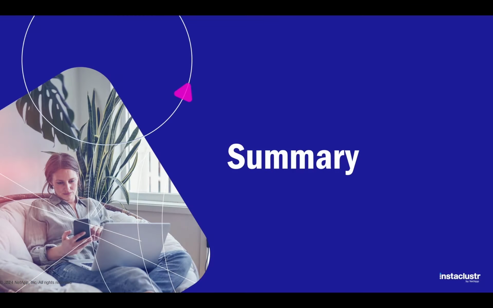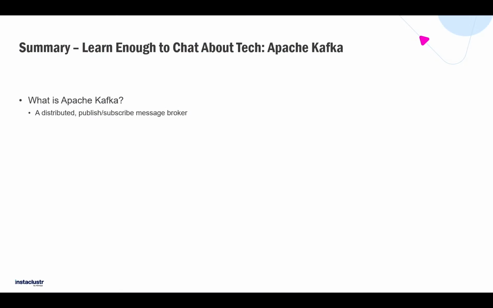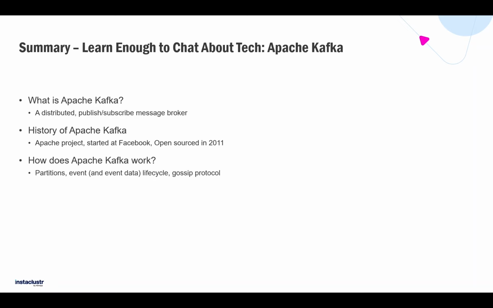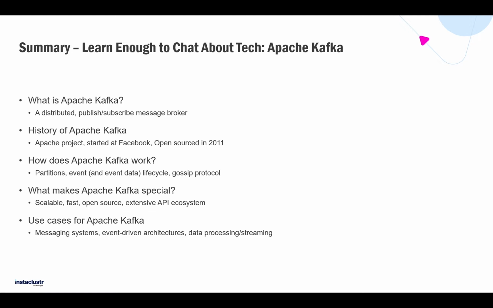Let's summarize what we've learned. First, we learned what Apache Kafka is, which is a distributed, publish-subscribe message broker. Then we learned the history of Apache Kafka, how it started at Facebook and was open sourced in 2011 and is now under the Apache 2.0 license. We covered how Apache Kafka works, including partitions, event and event data lifecycles, and the gossip protocol. We talked about what makes Apache Kafka special, such as its scalability, performance, extensive API ecosystem, and its open source capabilities. Finally, we talked about use cases, including messaging systems, event-driven architectures, and data processing and streaming.